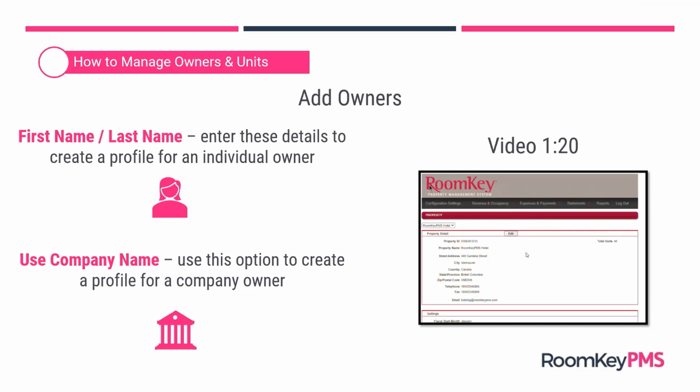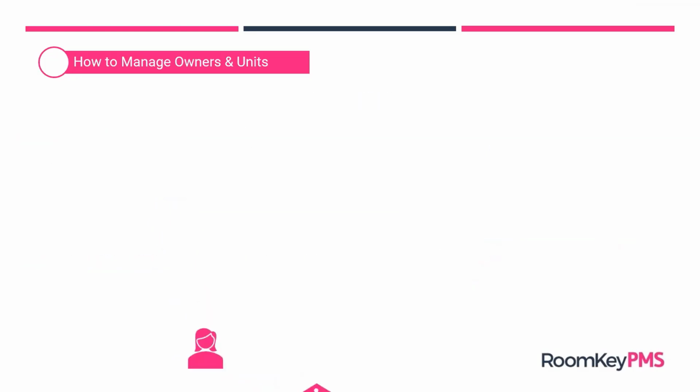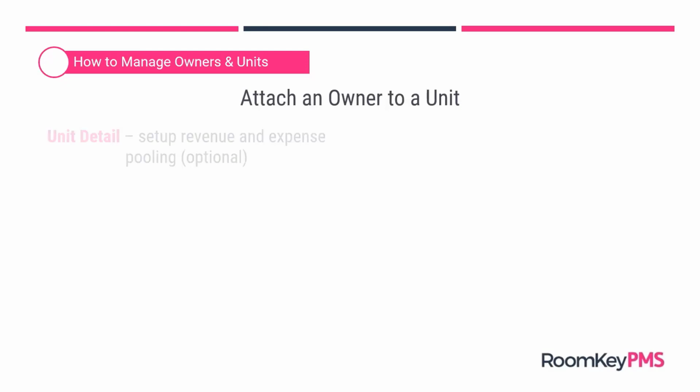Now that we have added owners, let's take a look at attaching an owner to a unit. Now, when we go through this process, not only will we attach an owner to a unit, but we're also going to be setting up some settings for how revenue is allocated. We can set up pooling and expense factors, which are optional, and we can also set up any management or reoccurring fees. So the first thing that we'll look at is the unit detail.